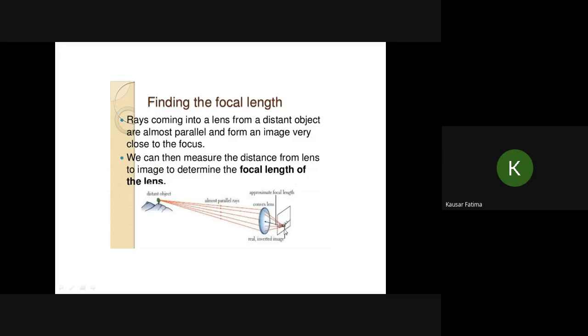The distance between the paper, which is serving as a screen, and the lens will give you the approximate focal length. You place a ruler between them. The parallel rays coming from the distant object are converging at f. So the distance between f and the optical center, the two points, will give you the focal length.